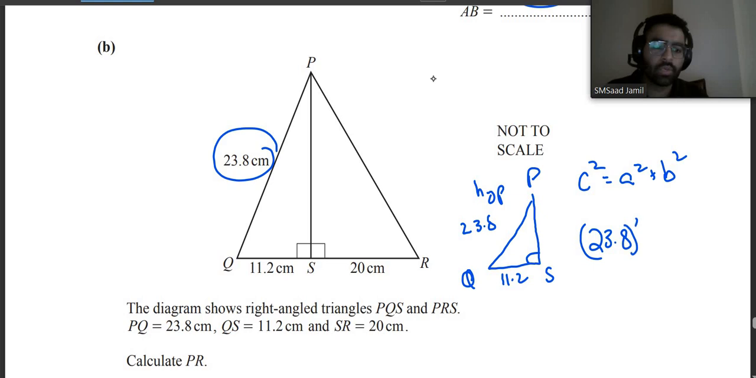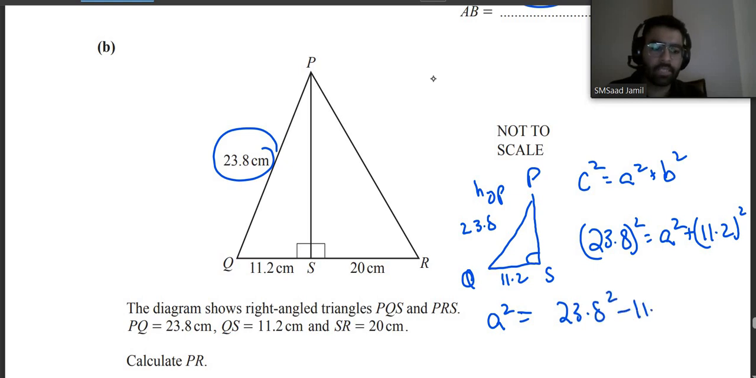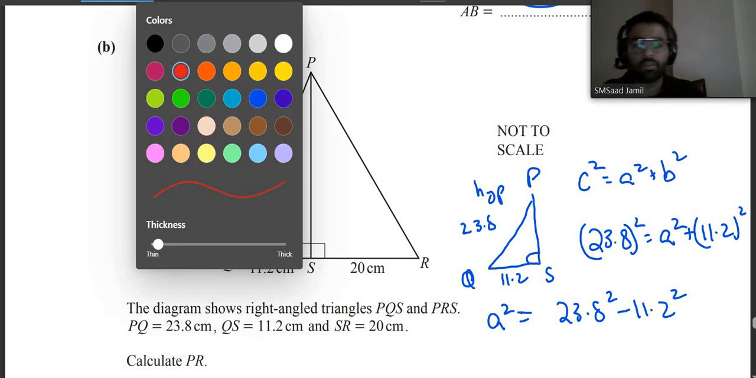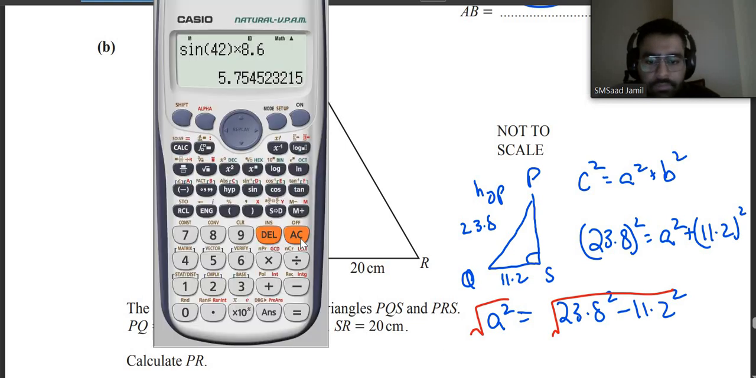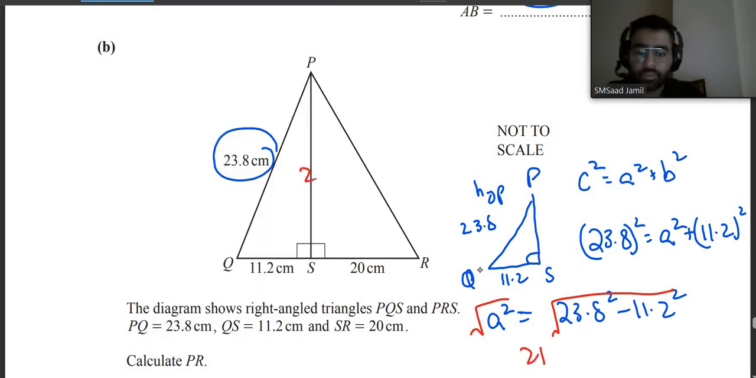23.8 whole square is equal to a square plus 11.2 square. So a square is equal to 23.8 square minus 11.2 square. Because this is a square, you're going to under root both the sides. Under root it. Now under root 23.8 square minus 11.2 square, which is 21. That's not the answer. This side is just 21.